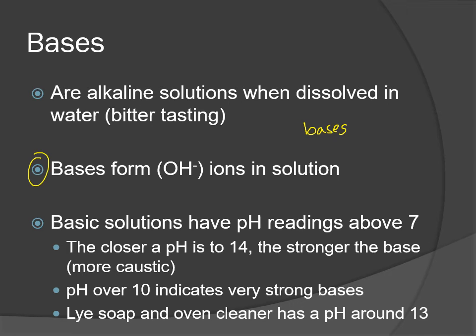So anyway, bases form hydroxide. These are, remember, called hydroxide ions in solution, and that's what makes them bases. The more hydroxides you have, the higher you will get toward 14 on the pH scale. This means more hydroxides.